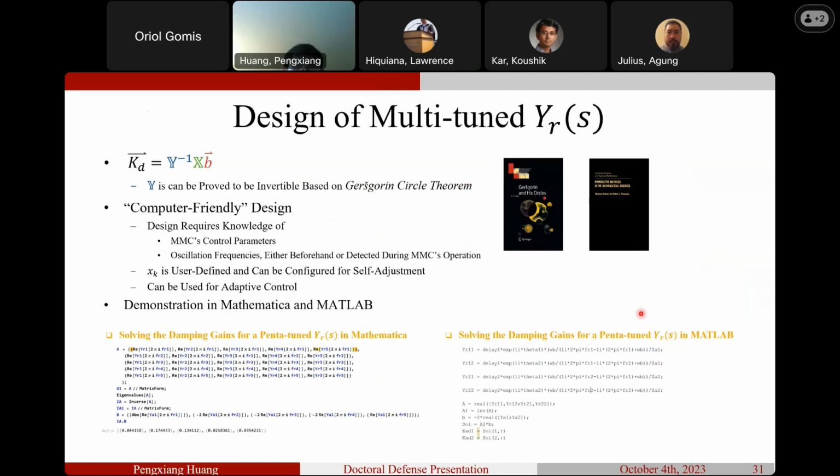Okay. Finally, by considering all these things, you can calculate the gain for each of the virtual impedance narrowband damping functions. The other way to see that, you can use a computer to do that. Okay, this is computer friendly. I show 2 codes, one in Mathematica, one in MATLAB, just to show that it's easy to implement the process of getting the design of those multi-tuned YRS.